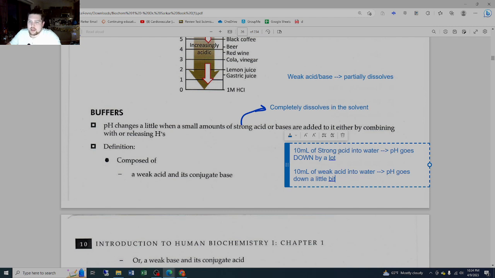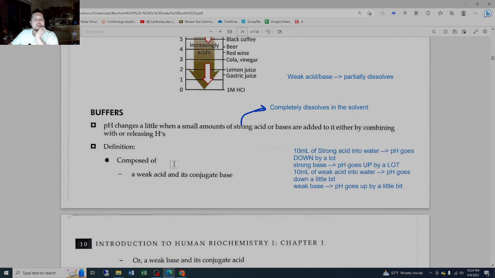Same thing if we had bases. A strong base, pH goes up by a lot, and a weak base, pH goes up by a little bit. Okay.